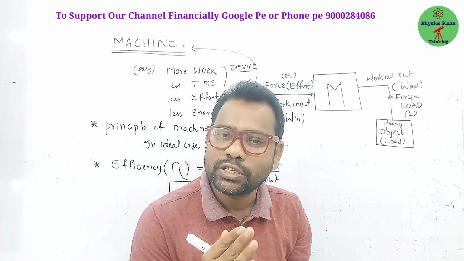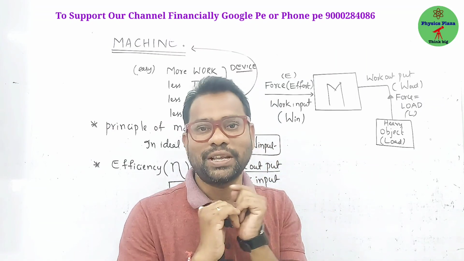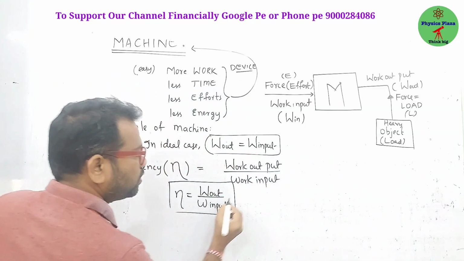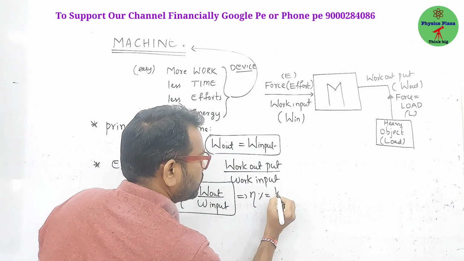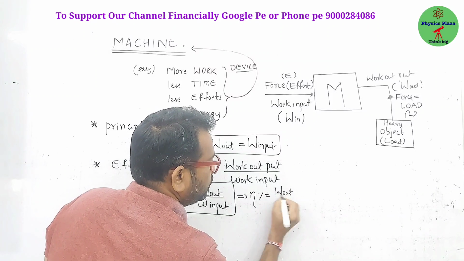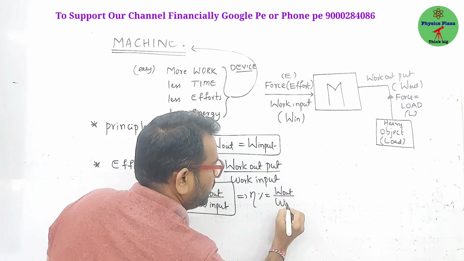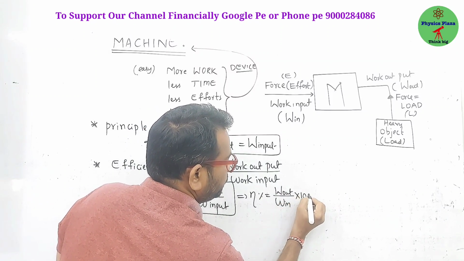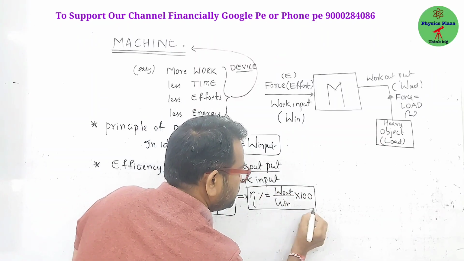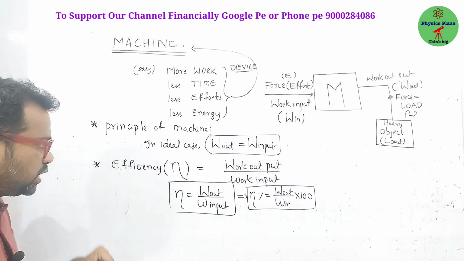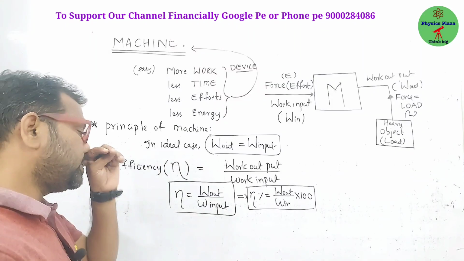But children, efficiency is usually expressed in terms of percentage only. So how can we write it? Efficiency percentage is work output by work input into 100. If you multiply this ratio with 100, you get the answer in terms of percentage. Okay, children, so this is what efficiency is.